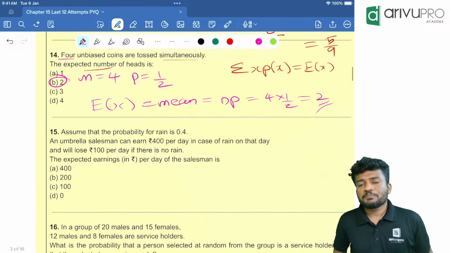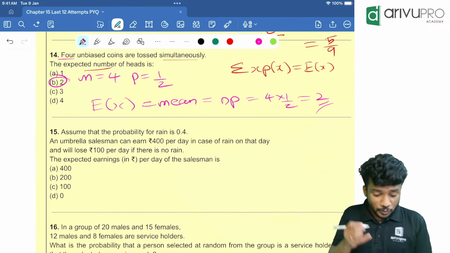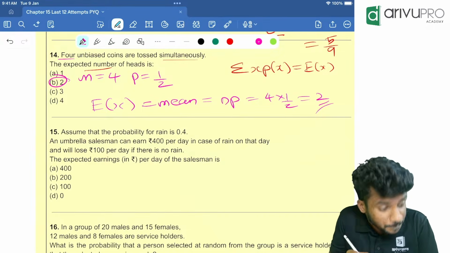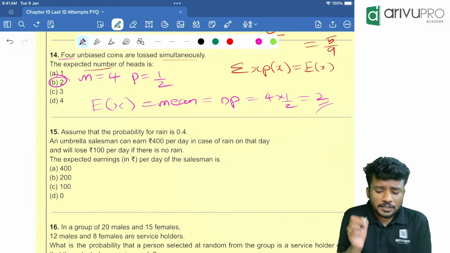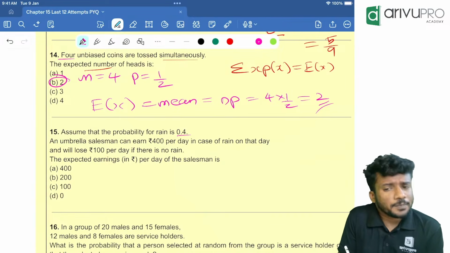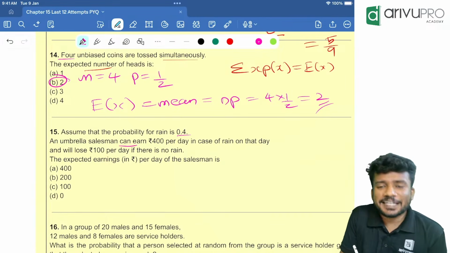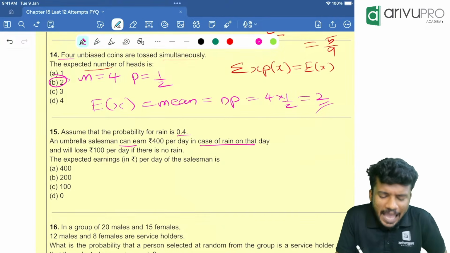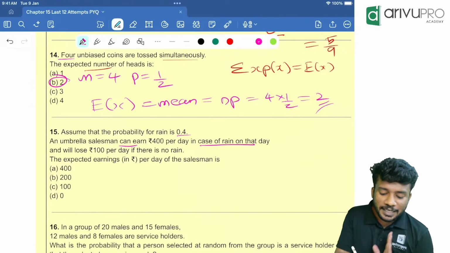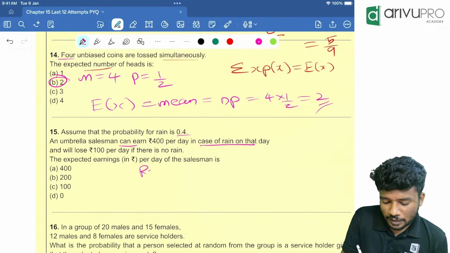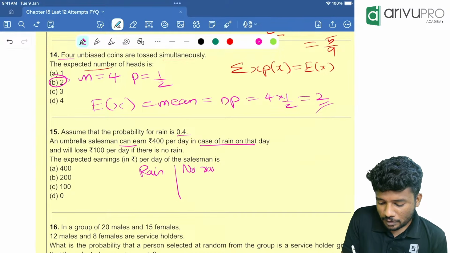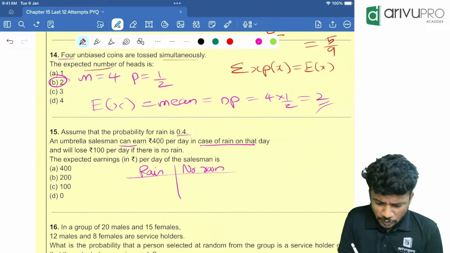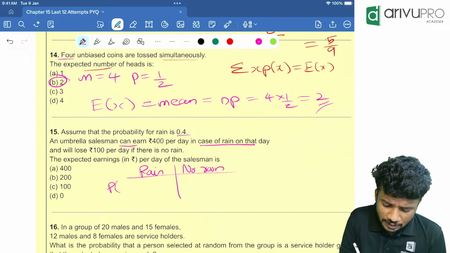Okay. Next one. We have solved the same question in our marathon also. Look here. Assume that the probability of rain is 0.4. An umbrella salesman can earn 400 per day in case of rain on that day, and will lose 100 per day if there is no rain. Okay, there are two options. It can rain or no rain. Now people, you tell me what is the probability of rain? It is 0.4.